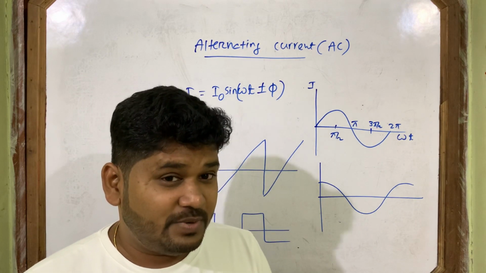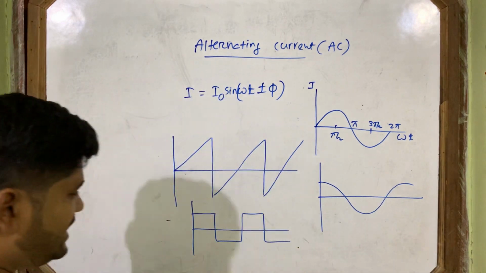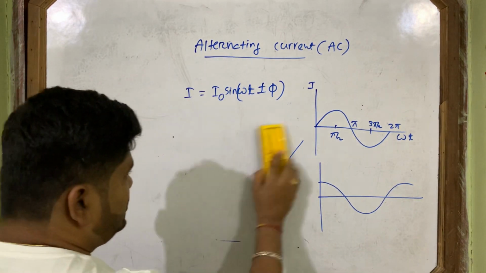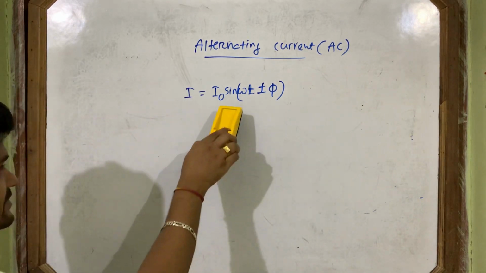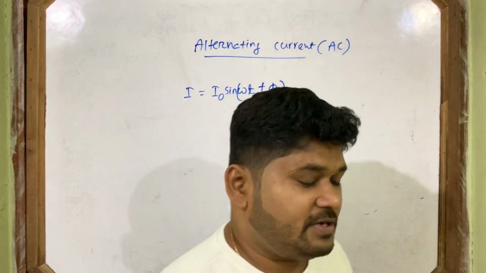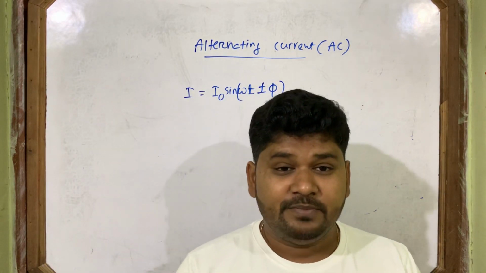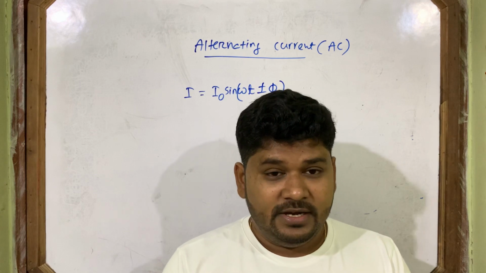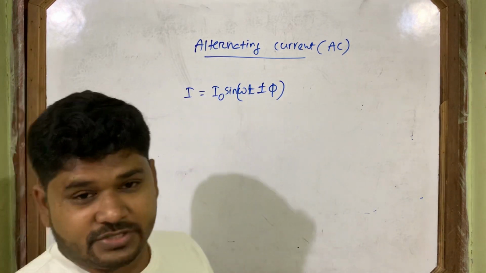Again I told you, for simplicity for class 12 students, we are using only the sine function here for alternating current. So this graph will stick to only this equation of alternating current: I equals I naught sine omega t plus or minus phi. Let's now try to understand the different terms used in this equation.